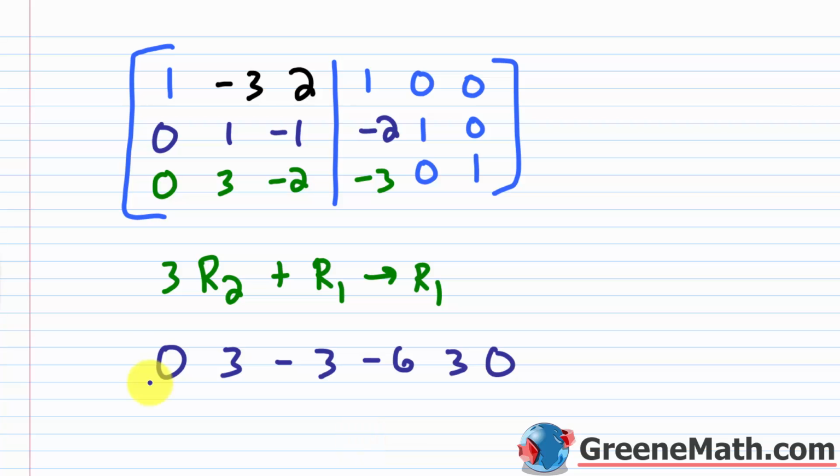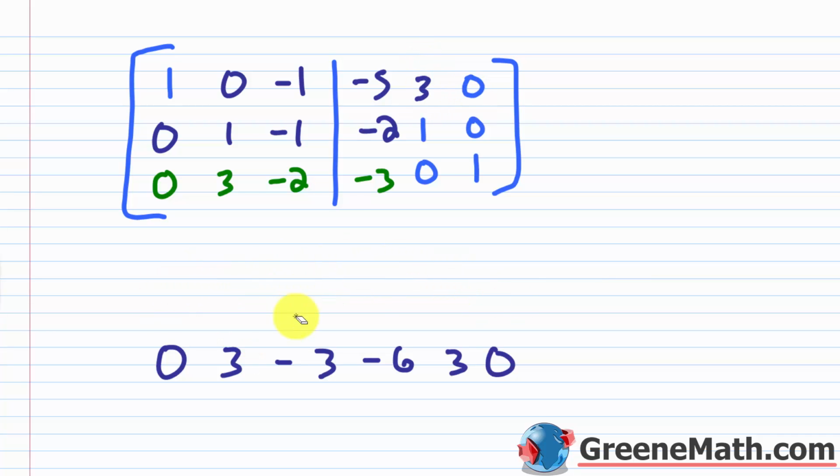So let's add everything. 0 plus 1 is still 1. 3 plus -3 is 0. -3 plus 2 is -1. -6 plus 1 is -5. And then we have 3 plus 0, which is 3. And then obviously 0 plus 0 is 0. So that takes care of that.